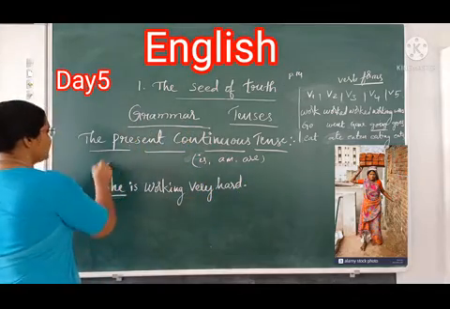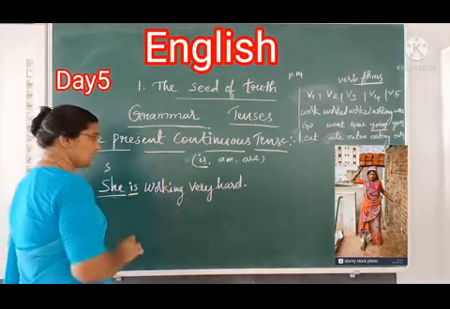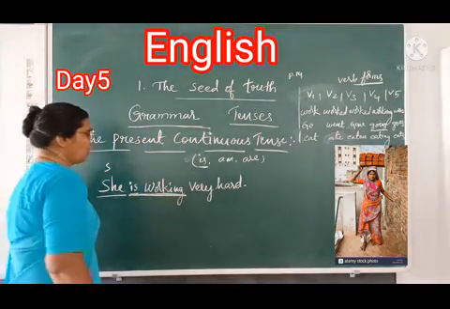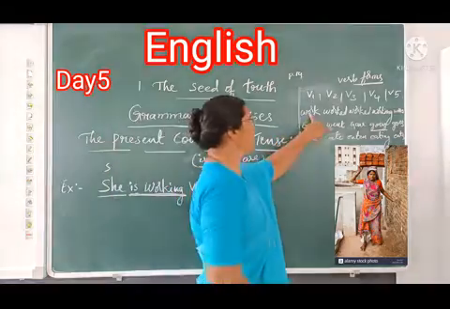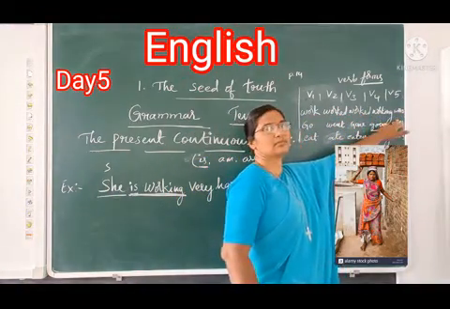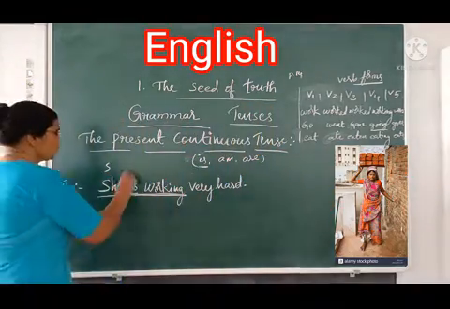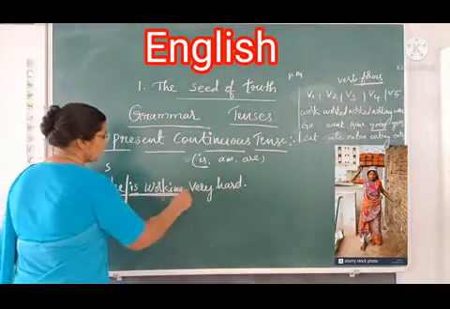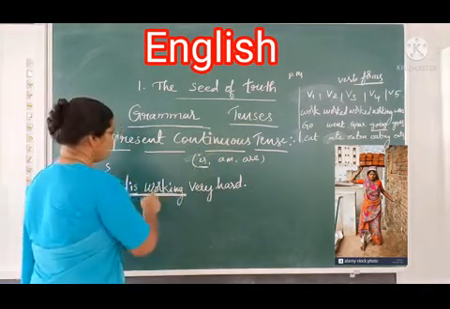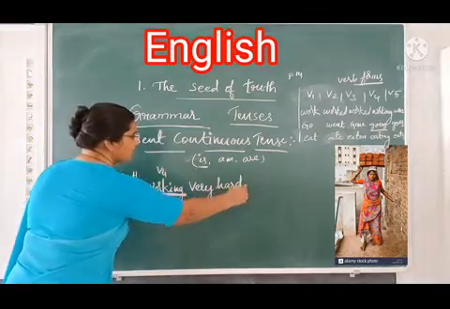She is always the subject. Is is the helping verb. He is. She is working. Is working. See, let us see. Work, worked, worked, working, works. Are you clear? That way we have to make the forms. So, she is the subject. Is is the helping verb to working. V4 we have added. Helping verb plus V4. Very hard. Are you clear?